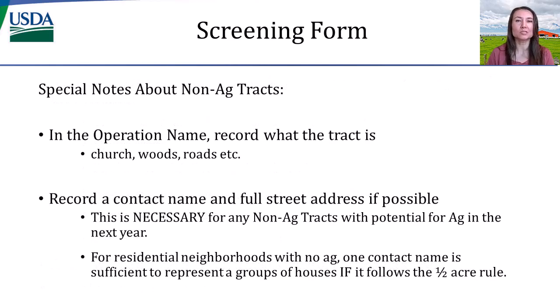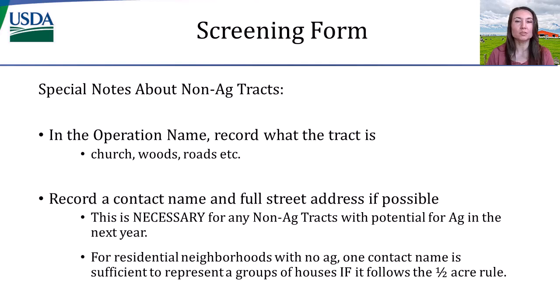There are a few special notes to discuss regarding non-ag tracts. First, you should record in the operation name what is actually there. Is it a church? Is it woods? Is it roads? Especially if it's something that is clearly non-ag, other than a residential property. You should also be sure to record a contact name and full street address if possible for non-ag residents. This is necessary for any non-ag tracts that have the potential for agriculture in the next year, as they will be sampled for follow-on surveys to see if they actually have agriculture within the next year.